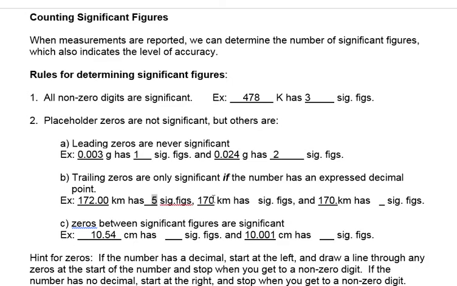Whereas 170 kilometers doesn't have a decimal expressed. It's only measured to the nearest 10. Right? It could be 170, give or take 10 kilometers. So it only has 2 significant figures.